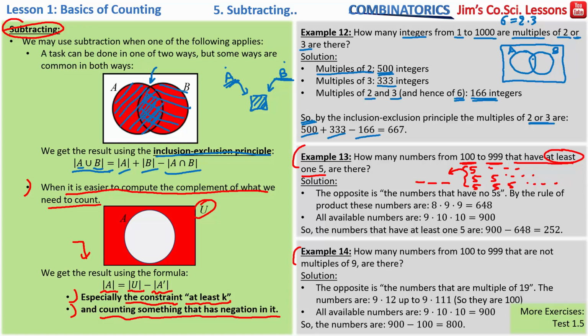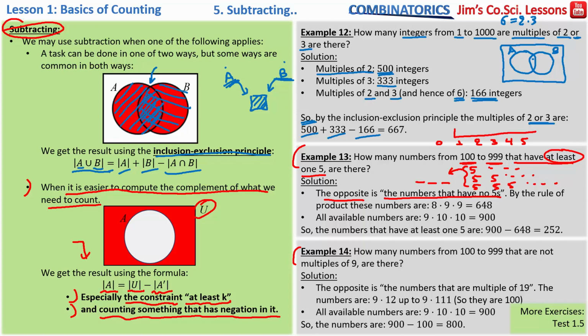See the solution. The opposite is the numbers that have no 5s. When we are negating a number that has at least one 5 in it, see this paradigm, I am saying here that I need at least one 5.